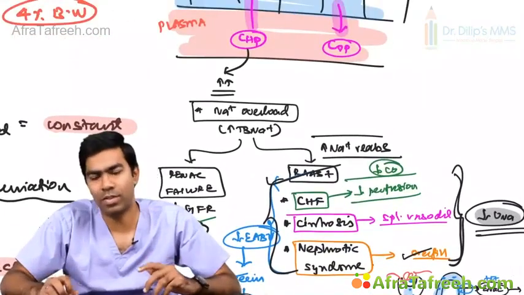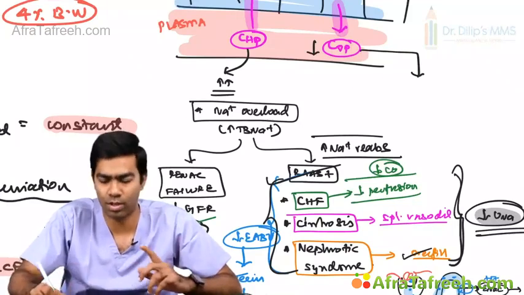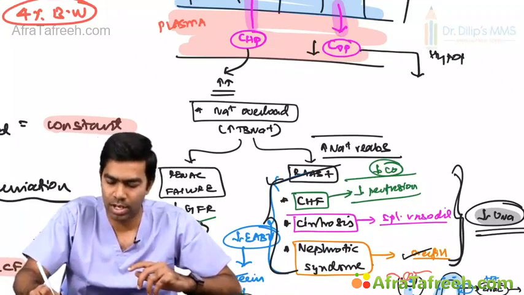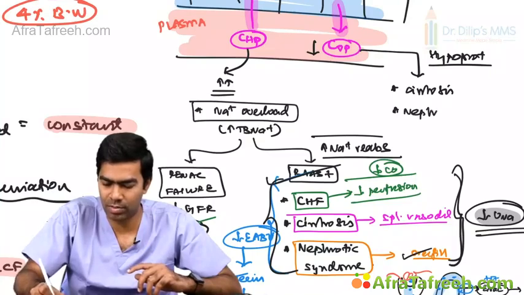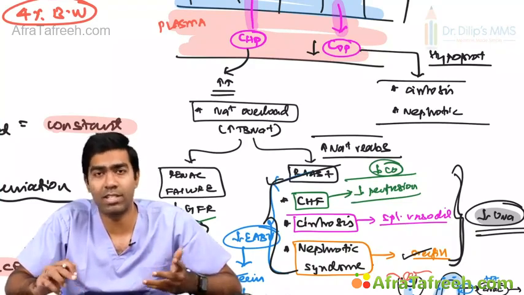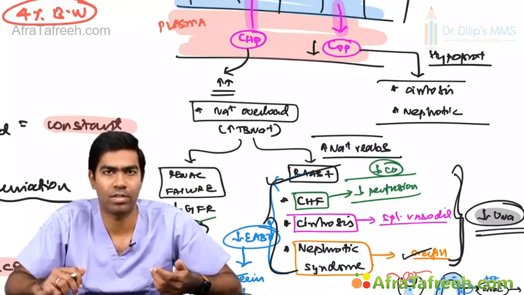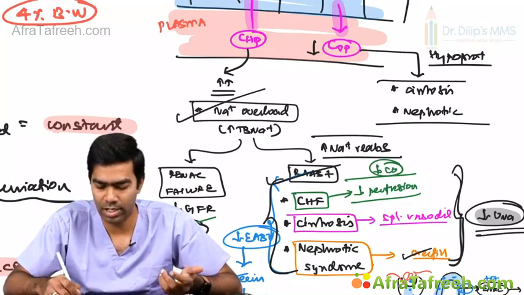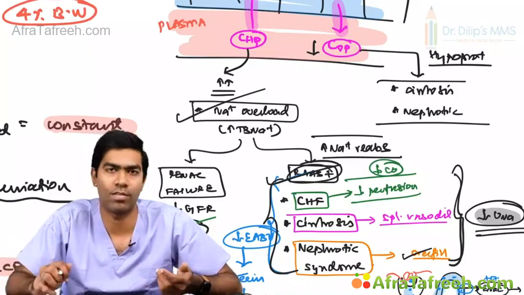Now, what happens if you reduce the colloidal oncotic pressure? A lot of conditions can reduce it, typically conditions that produce hypoproteinemia. The best examples are cirrhosis and nephrotic syndrome. That is one of the reasons postulated to cause edema and fluid overload. But most importantly, the main reason for CHF, cirrhosis and nephrotic syndrome to have edema is sodium overload due to RAS activation. Clear?